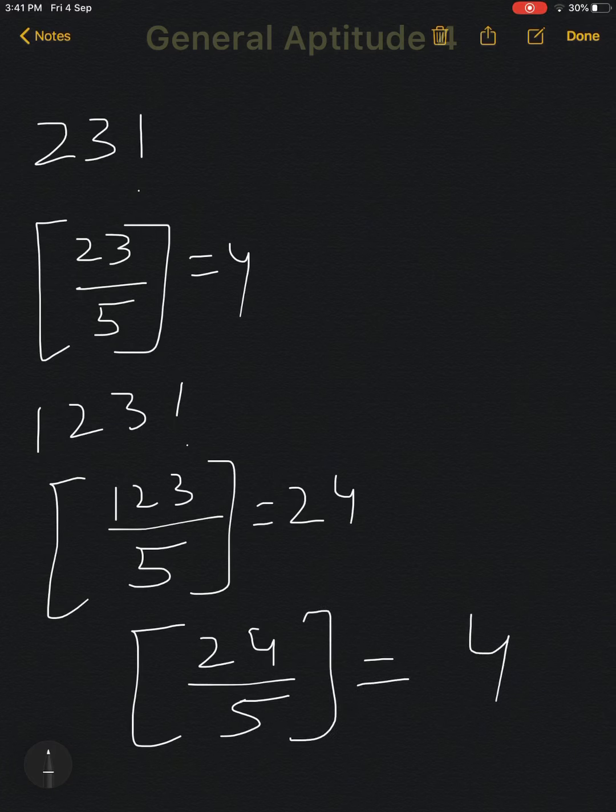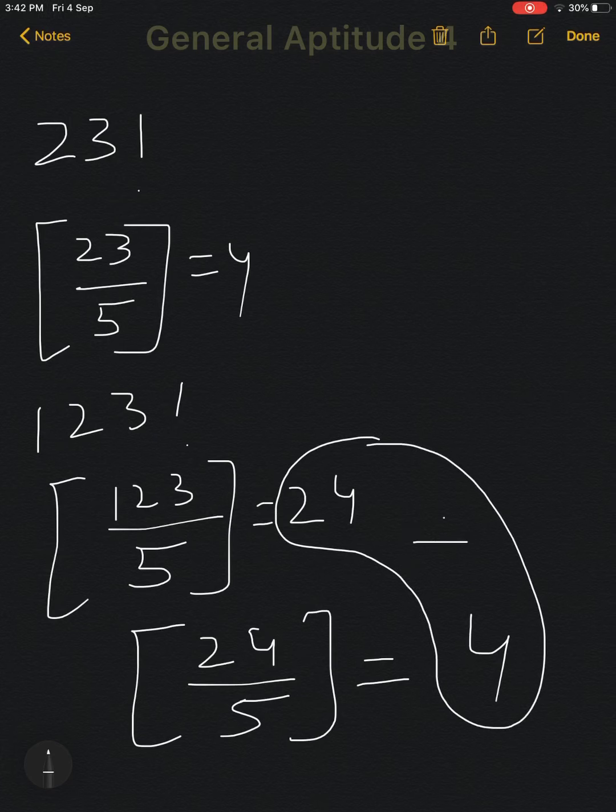In this case the number of trailing zeros will be the sum of these two. So this is actually 28. Here the trailing zeros will be 28 and here the trailing zeros will be 4.